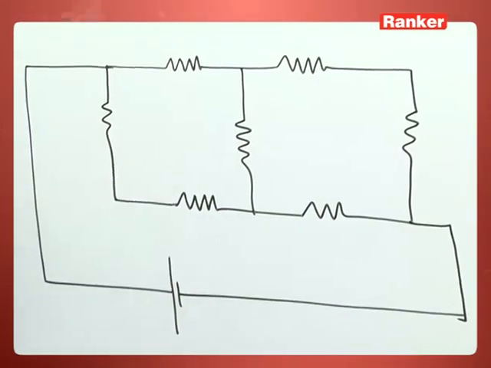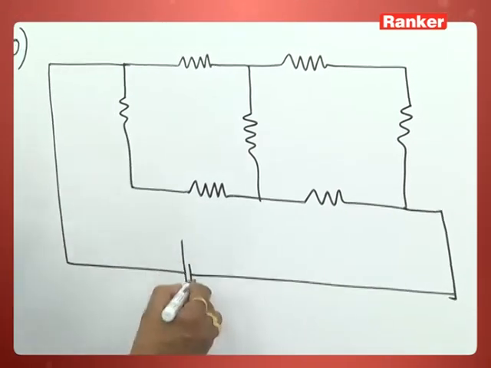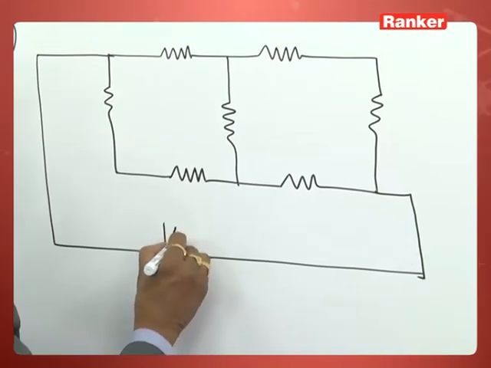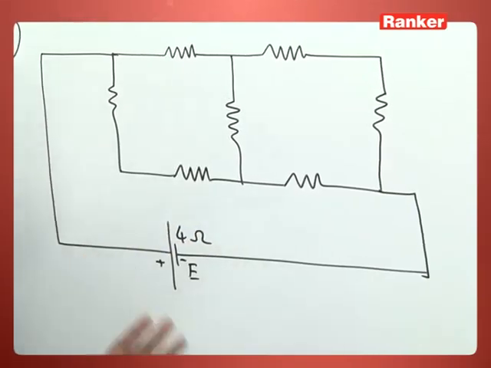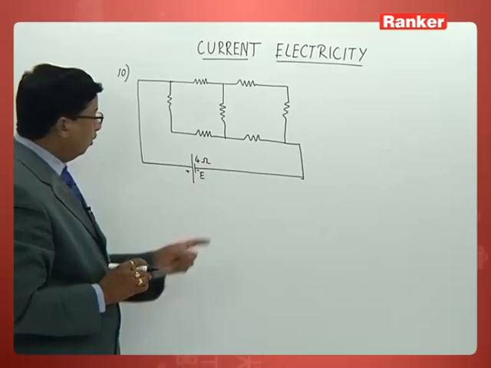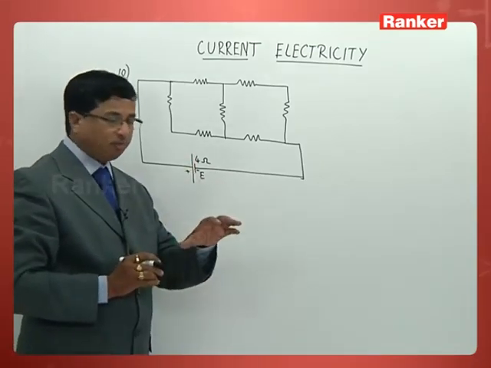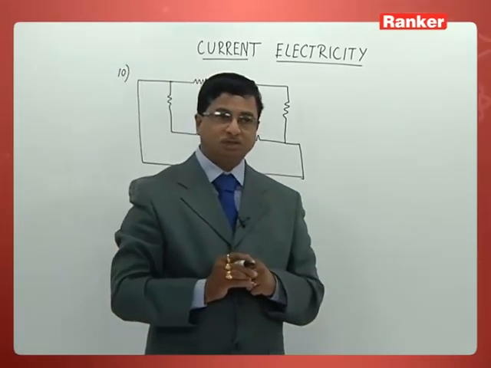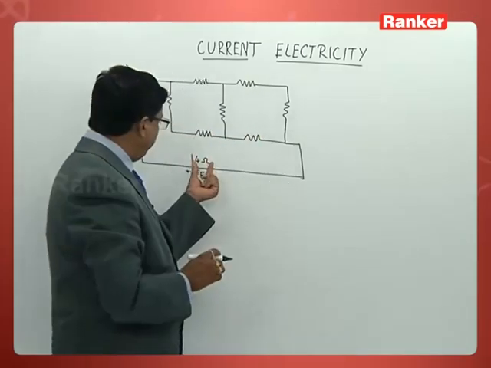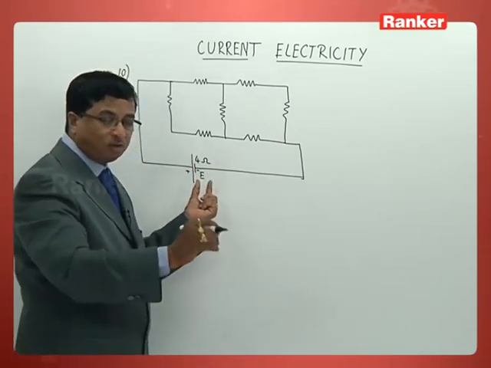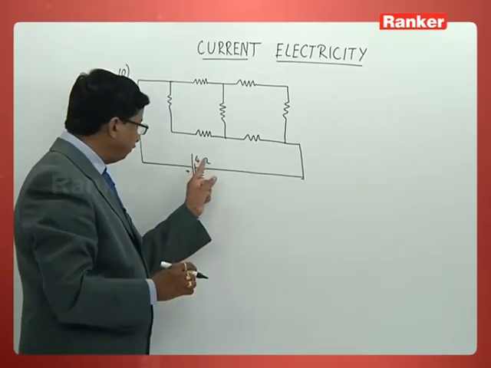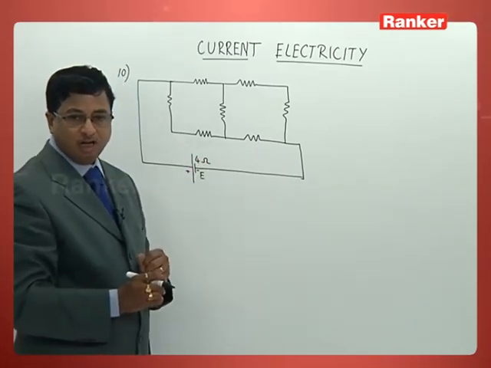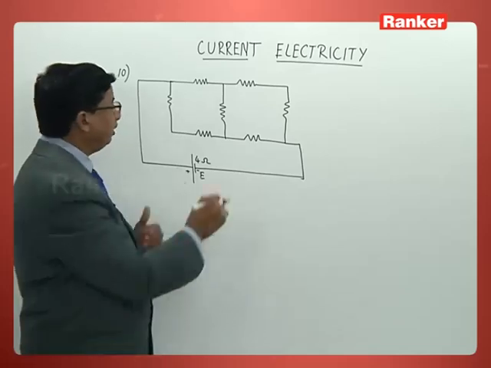This is the one. And what is this given? The EMF is E, and he said its resistance is 4 ohm. What is this resistance to be called, please? It is called the internal resistance of the cell. So whenever some ohmage is given adjacent to a cell, that resistance is to be called the internal resistance of the cell. Now what are the values he has given?